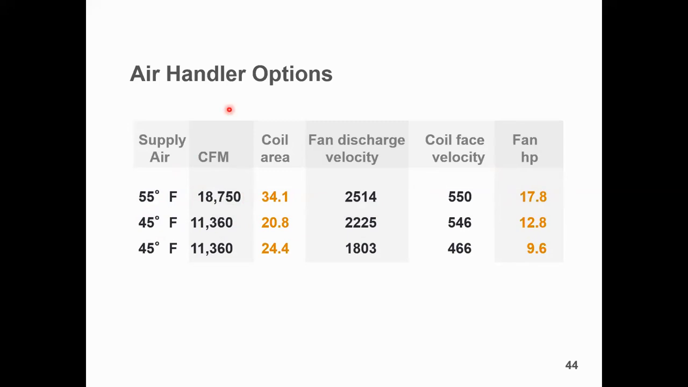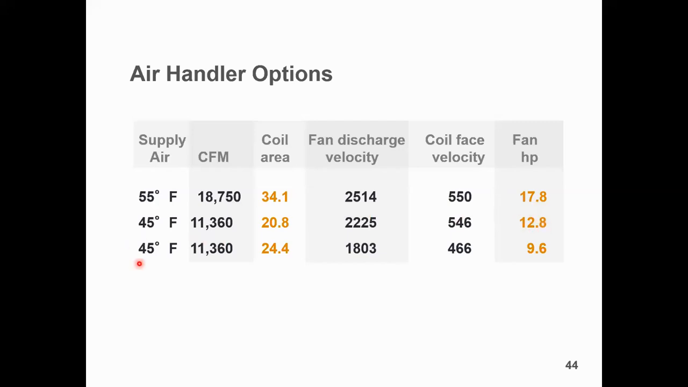With 45 degree, the CFM drastically comes down to 11,360. Now, as the CFM comes down, what is practically happening? You are able to give a lower size AHU, and at the same time, you are able to save power consumption on the air side, which is 12.8.